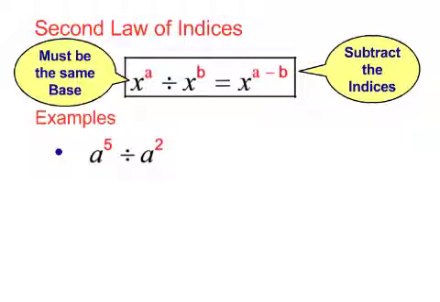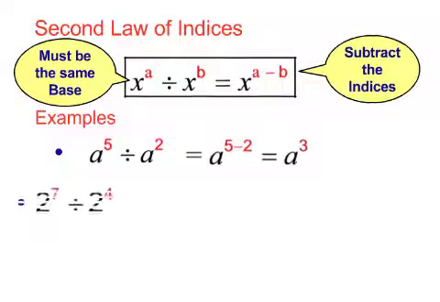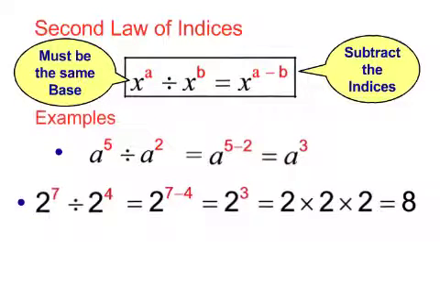So for example, a to the 5 divided by a to the 2, the base is the same, therefore we can subtract the indices. 5 take away 2 is a cubed. Similarly, with numbers, 2 to the 7 divided by 2 to the 4, the bases are the same, therefore we can subtract the indices. 2 to the 7 minus 4 is 2 to the 3, which is 2 times 2 times 2, which gives us an answer of 8.